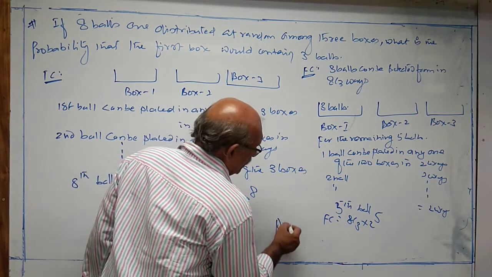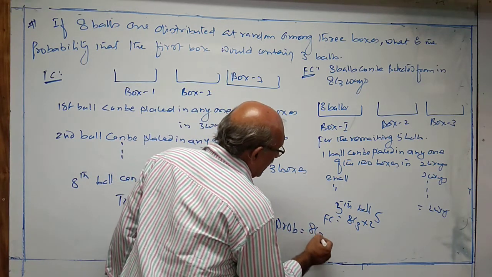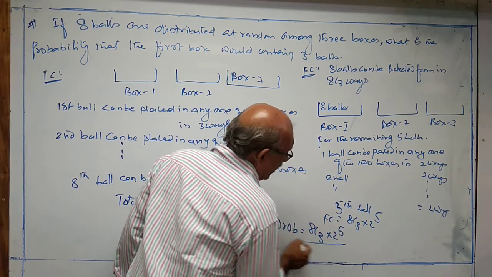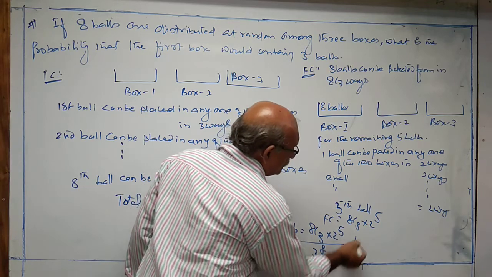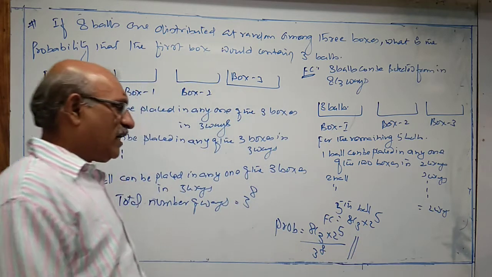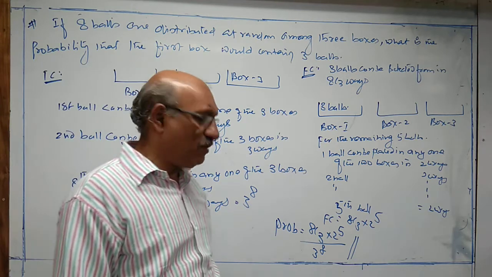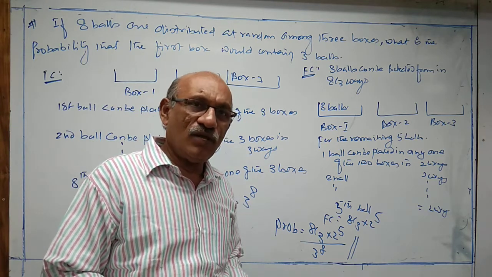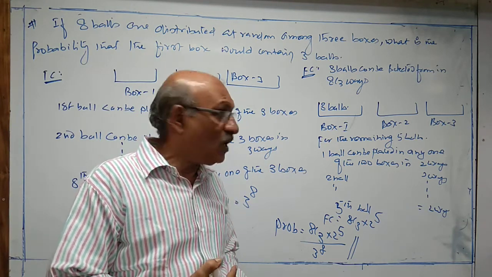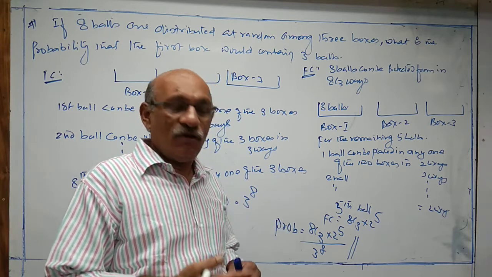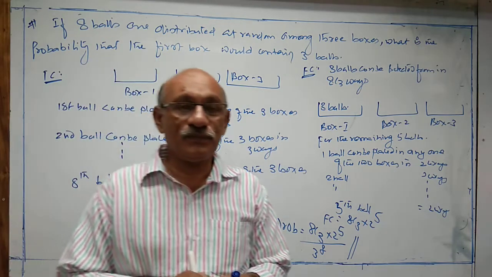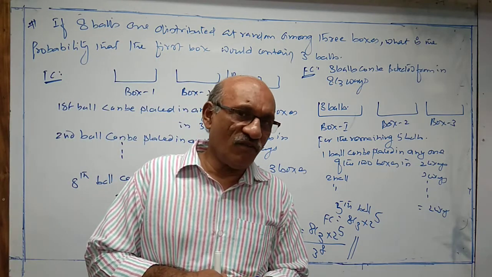So the probability is equal to 8C3 into 2 power 5 divided by 3 to the power of 8. Okay, sir. Very good question. When you are solving this question, do it with presence of mind.